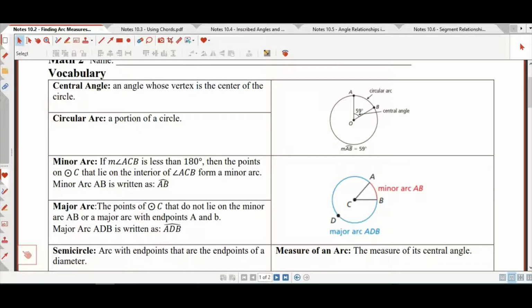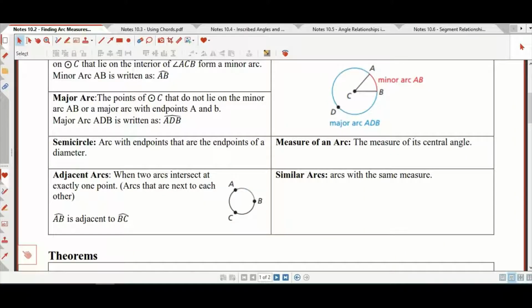The major arc, though, is the points of circle C that do not lie in the minor arc AB. The major arc with endpoints A and B, major arc ADB, is written as ADB. So in order to say it's the small arc, you would say arc AB. In order to say it's the big arc, you'd have to go A and then to another point on the outside, D, to B, because that tells you which direction to go.